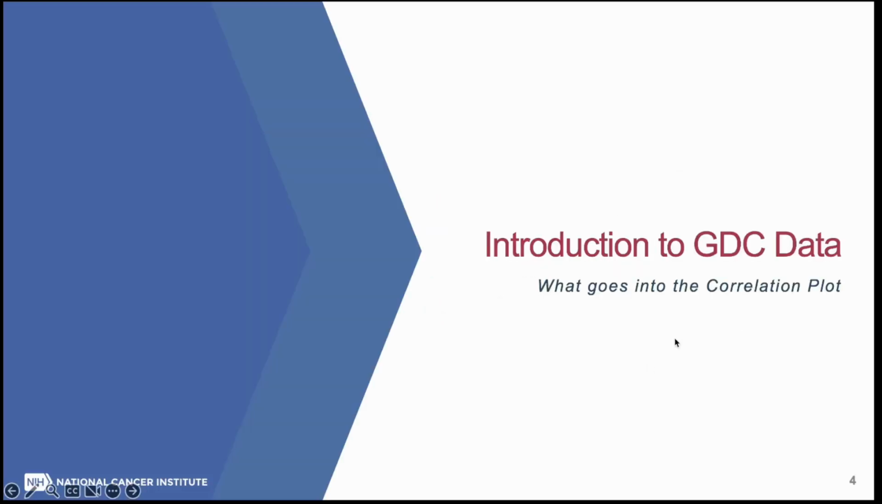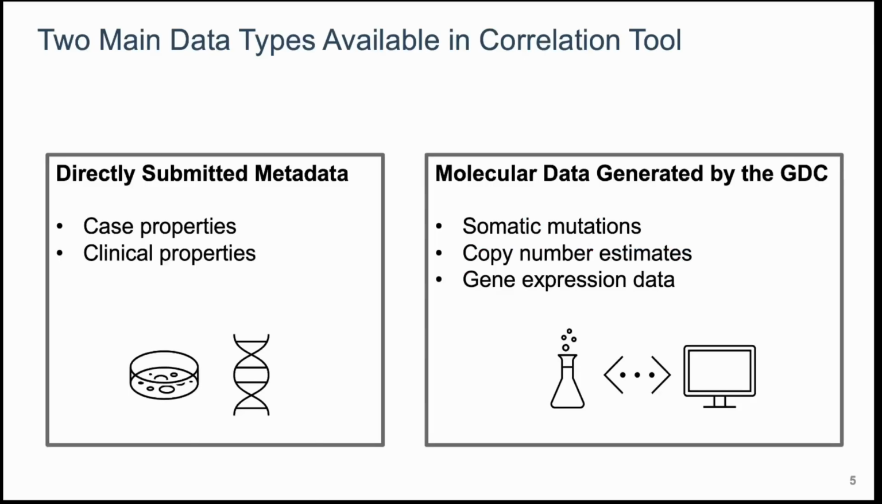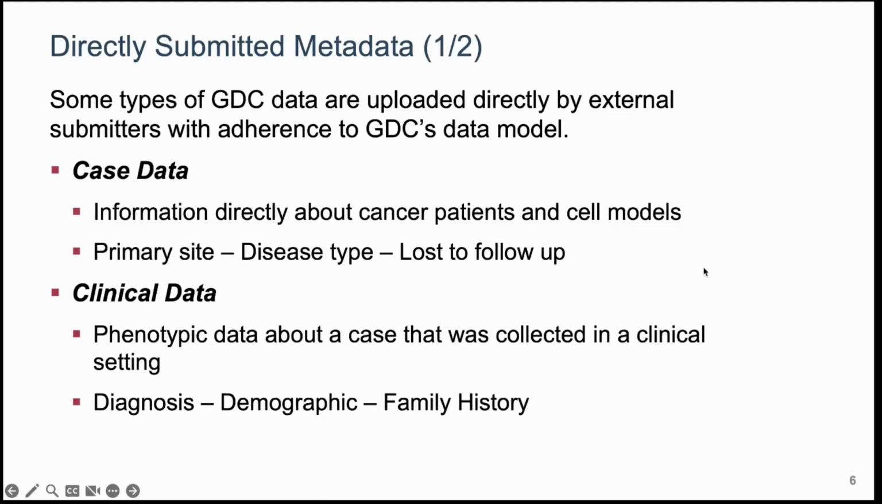So to start, let's give an introduction to GDC data. And I first want to mention that there are two main data types available in the correlation tool. The first is the directly submitted metadata, which are the case properties and the clinical properties. These are metadata that are submitted directly by the people who provide the data to the GDC, the submitters. The molecular data generated by the GDC is the other type, and this includes somatic mutations, copy number estimates, and gene expression data. I'm going to get into both of these in the next slides.